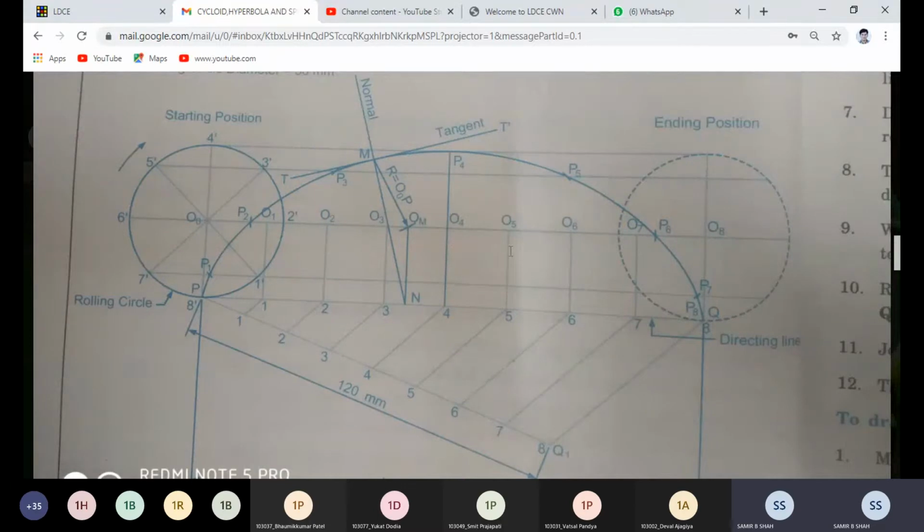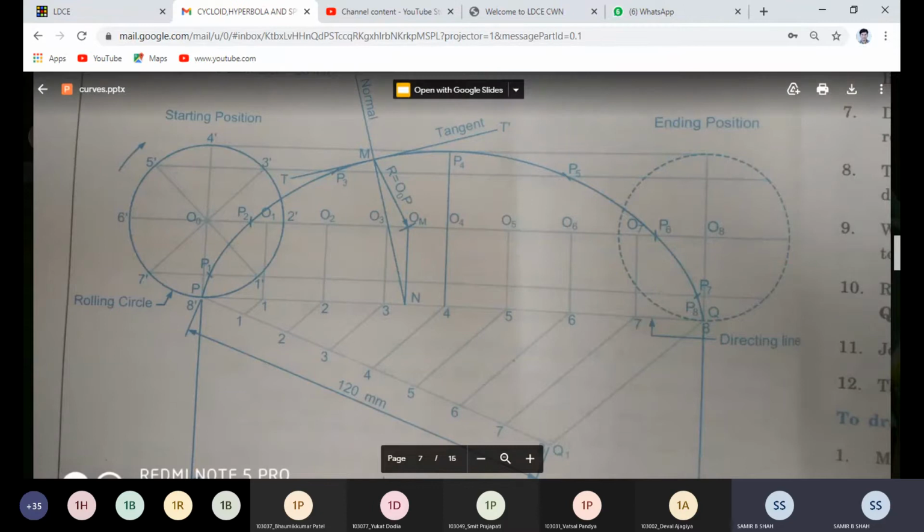These are the centers and the radius is our 25 mm. Okay, and get the arc on the respective horizontal line. If O1 is there, then line 1; if O2 is there, then line 2; and if O8 is there, then the 8th line. Based on that, we generate the arcs.